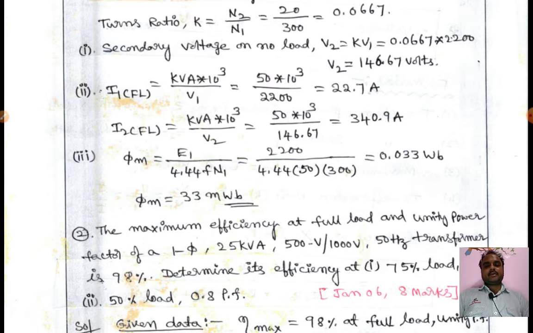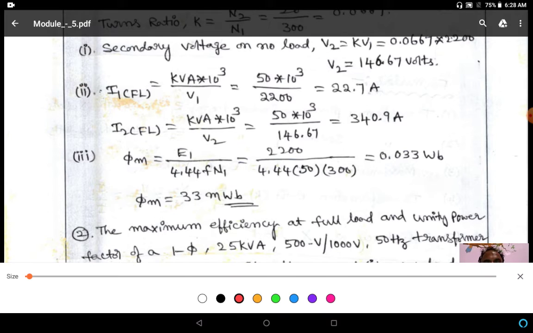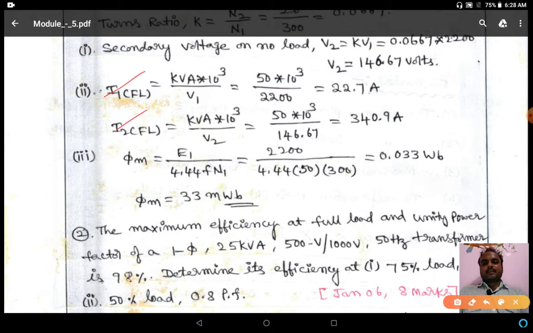I1 V1 is equal to kVA, I2 V2 is equal to kVA, right? So I1 is equal to kVA by V1, I2 is equal to kVA by V2. So here we have these I1 and I2 values, right? So substitute kVA and V1, we will get I1 is equal to 22.7 amperes. So I2 is equal to 340.9 amperes.